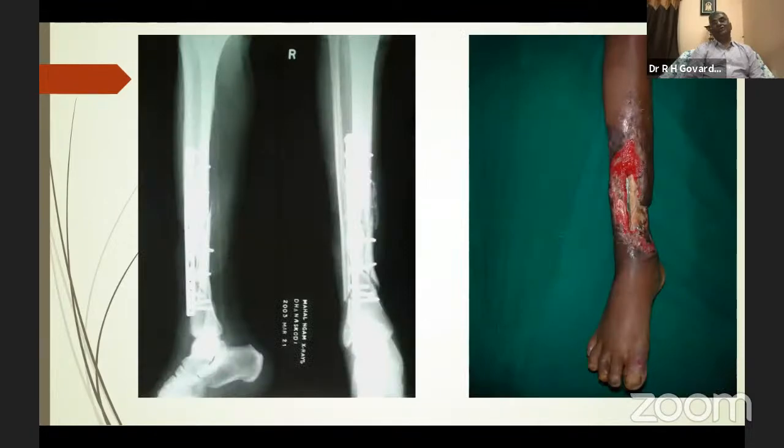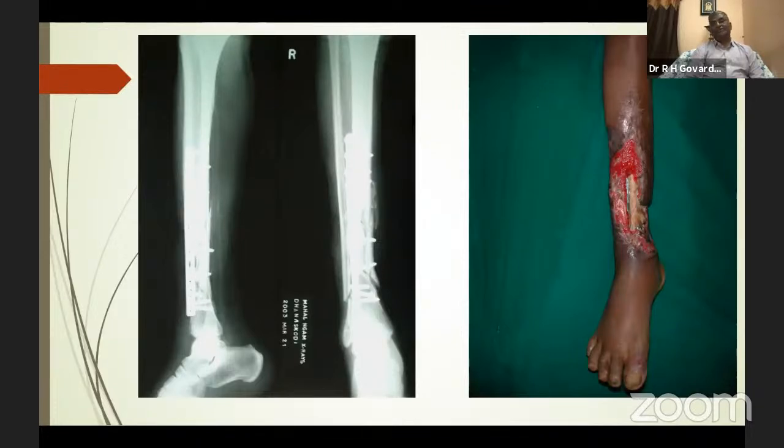This is the picture which I showed you, a 68 year old diabetic gentleman who came all the way from Tiruchendur, which is a smaller seashore place which has got the famous Murugan temple.